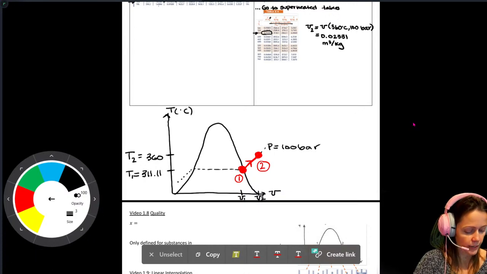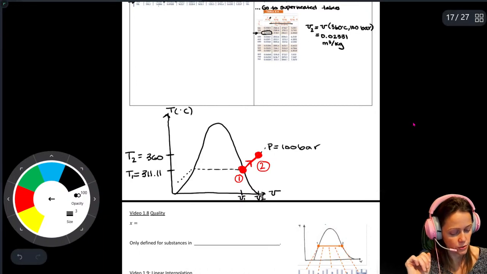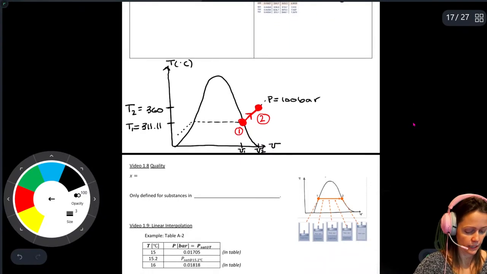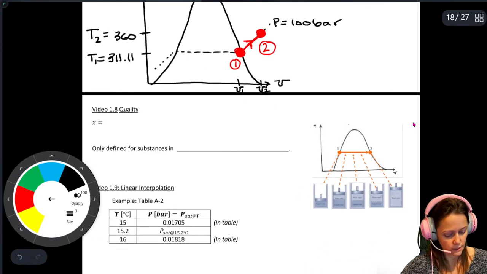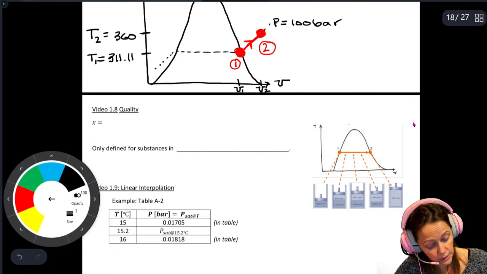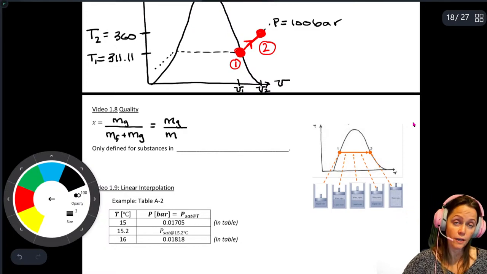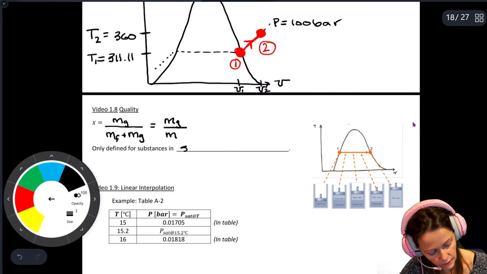Okay. All right, so let's go ahead and introduce the concept of quality, because we've been referencing it a little bit. We use X for quality, and it's defined as the mass of the saturated vapor over the mass of the saturated liquid plus the mass of the saturated vapor, or just the mass of the saturated vapor over the total mass. So this is only defined for substances in the saturated region.